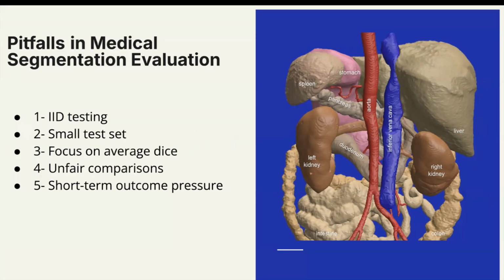We have 5 main points. The first one is IID testing or in-domain testing. Normally, works are tested with data sets that are randomly split from training and testing. So again, you cannot check for bias, and you cannot check how well this network will perform in unseen hospitals.